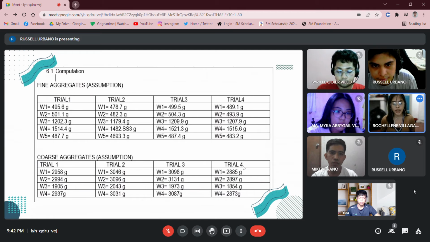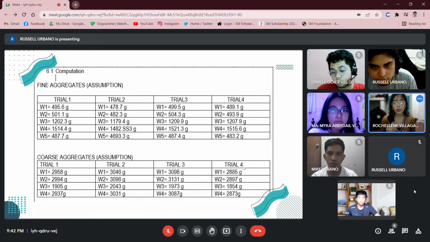And for the apparent specific gravity, we use as the formula weight 5 over weight 3 plus weight 5 minus weight 4. Last is the water absorption capacity, which is weight 2 minus weight 5 over weight 5 times 100.